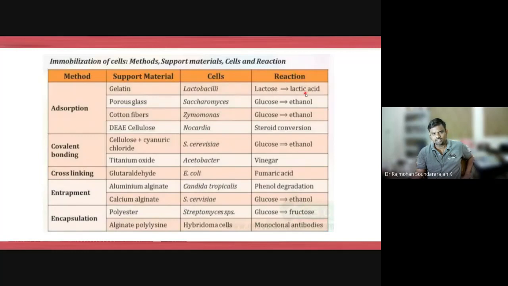In lactic acid production, and in ethanol production from glucose, this kind of adsorption immobilization of cells is done. As I told you, in place of cells you can take examples for enzymes also. Enzyme immobilization and cell immobilization, the mechanisms or techniques followed are the same. So these are examples for cell immobilization.